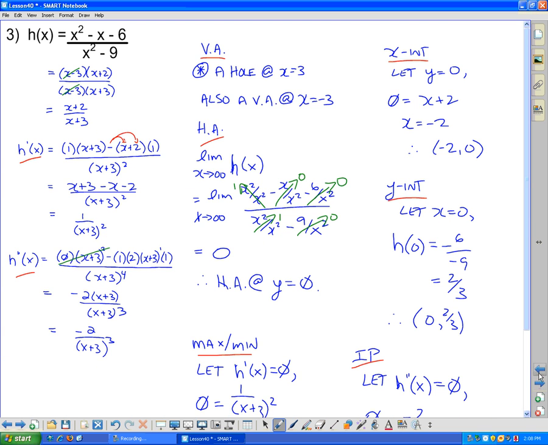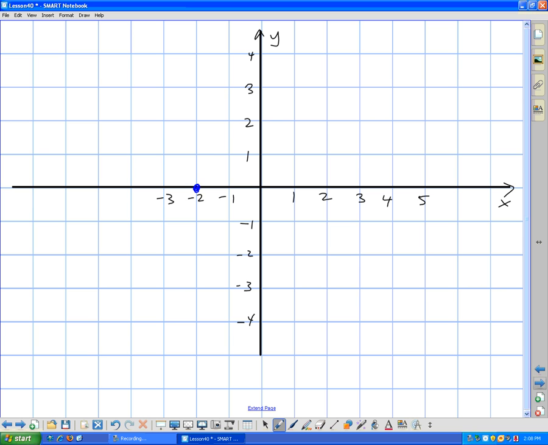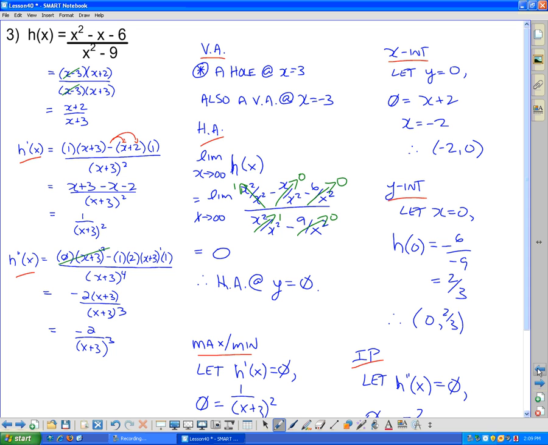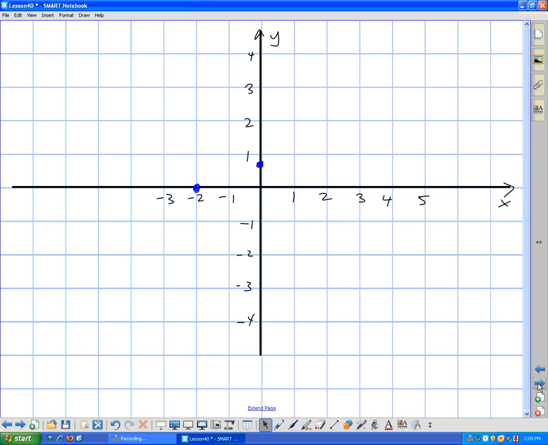So what do we know? No IPs, no max min. Y-intercept is at (0, 2/3), and the x-intercept is at (-2, 0). So there's 2 points on the graph that I now know. Vertical asymptote at -3. There's my vertical asymptote. That's a relatively terrible line, so I guess I can actually go ahead and use my asymptote line here. There we go.